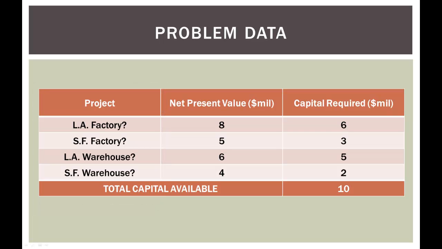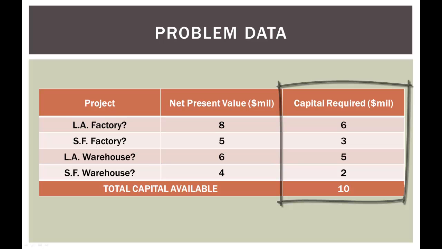Now I'm going to skip over to the right-hand column where it says capital required. Again, that is the amount of capital required to build each project. So the LA factory would require $6 million. The San Francisco factory, $3 million. The LA warehouse would require $5 million. And the San Francisco warehouse, $2 million.